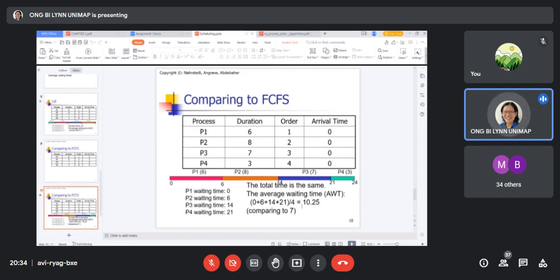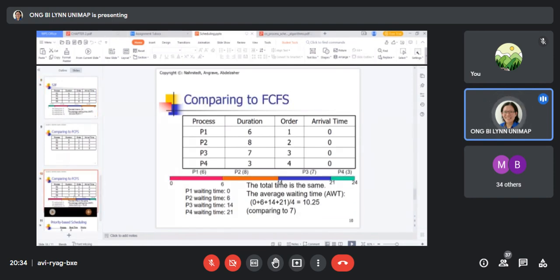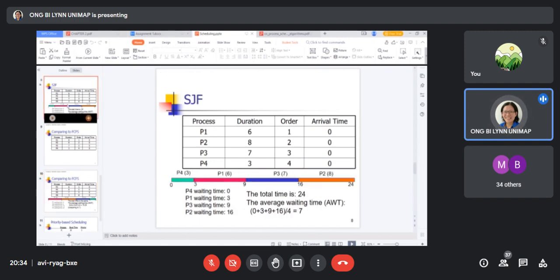So you have more waiting time compared to shortest job first, which has only 7. Again, first come first serve has a waiting time of 10.25 compared to shortest job first, which has only 7. That is why shortest job first is said to have a good average waiting time, less than other algorithms.